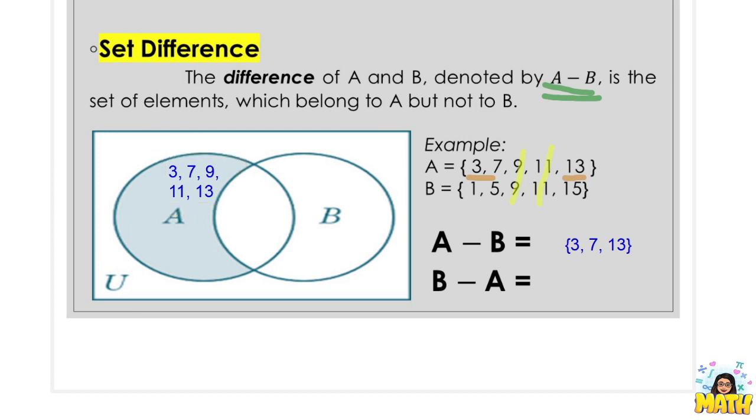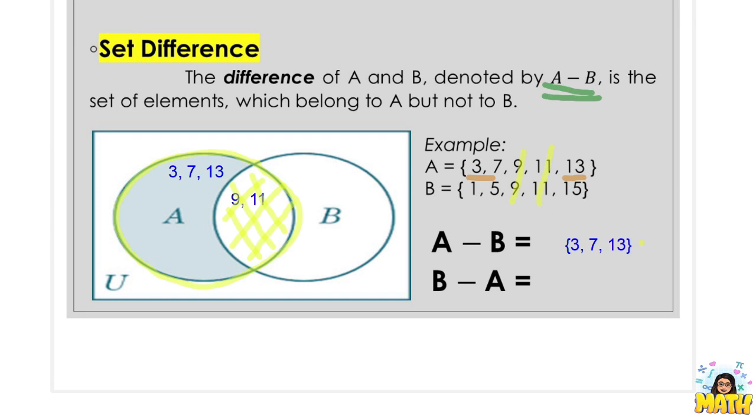However, ang common ng A and B ay 9 and 11. So, pag sinabi natin A minus B, that means ito si A, tatanggalin mo itong common elements ng A and B. So, ano na lang ang natira? 3, 7, and 13. So, that is A minus B.